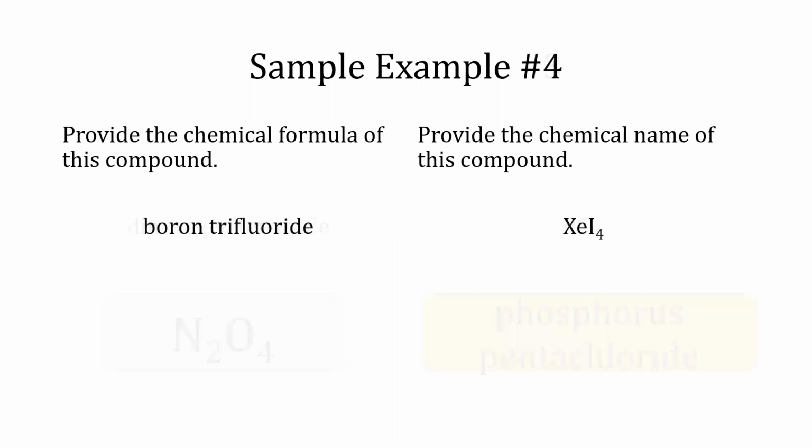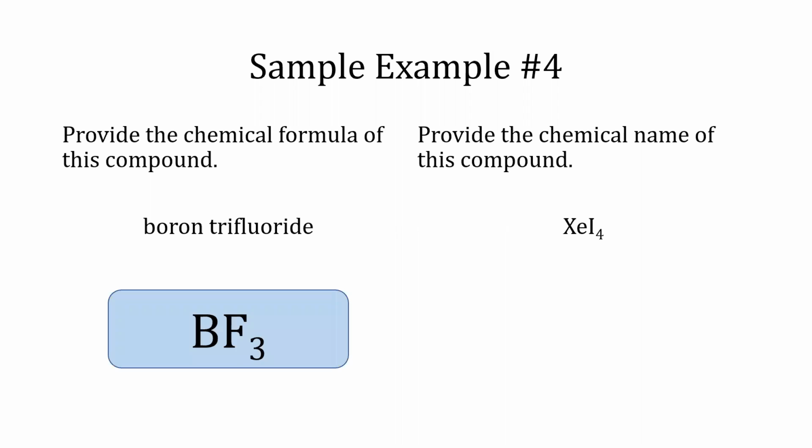Here is sample example 4. Provide the chemical formula of this compound, boron trifluoride. In this case, boron has an element symbol of B, and no prefix infers 1 as the subscript. Tri means 3, and fluoride has an element symbol F for an overall formula of BF3.